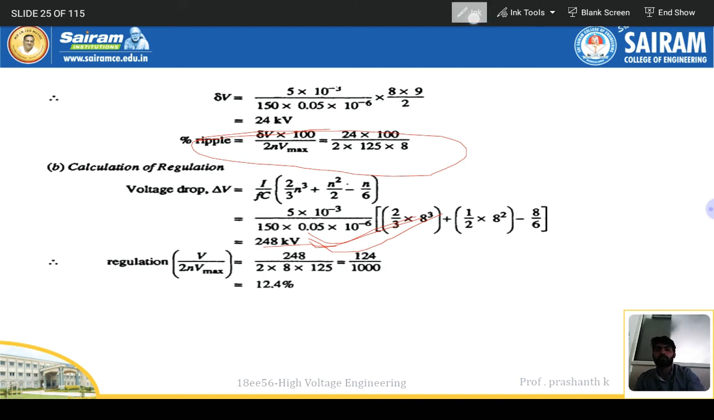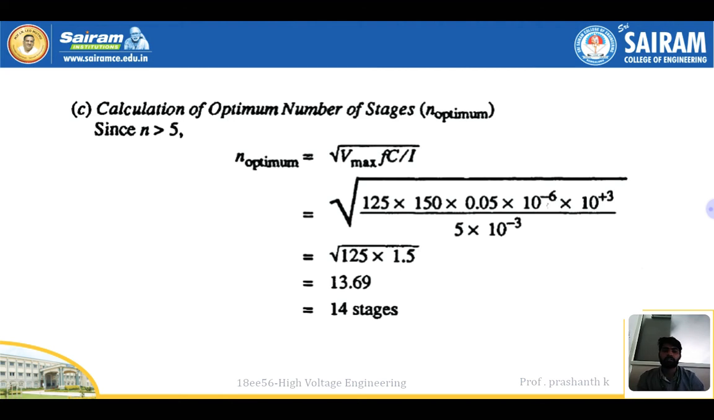Very important problem. Just go through it. And if you want to calculate the optimum number of stages, if n is greater than 5, n optimum is the square root of V max fC by I. So V max is 125 into 150 into 0.05 into 10 raised to minus 6 into 10 raised to 3, divided by 5 into 10 raised to minus 3. I is 5 milliamps as given. Finally, 125 into 1.5, you will get 13.69, so 14 stages.